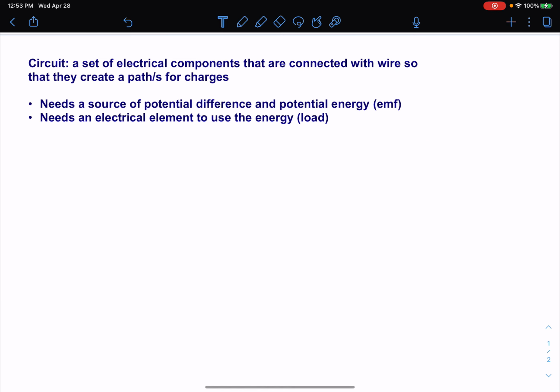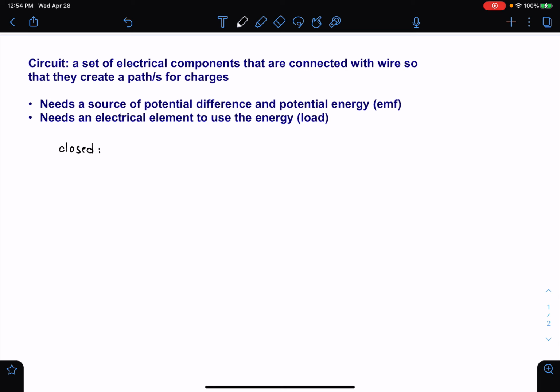So let's go ahead and talk about what other criteria need to happen for a circuit to actually function. So it needs a source of potential difference, needs an electrical component. One thing it also needs to be is a closed loop. So we have two types of circuits. There are circuits called closed circuits.